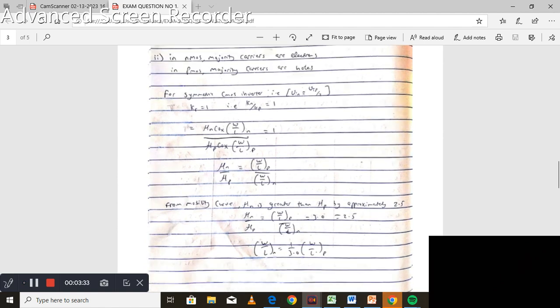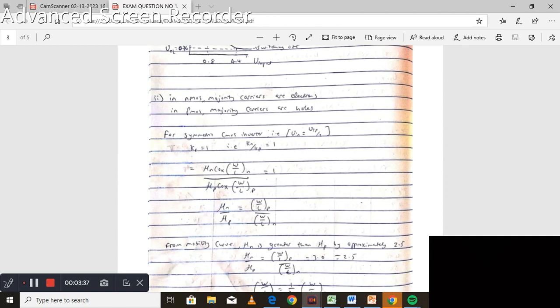The second question, derive the sizing ratio of NMOS and PMOS for the inverter. So basically I use the formula in the formula sheet. This one right here.